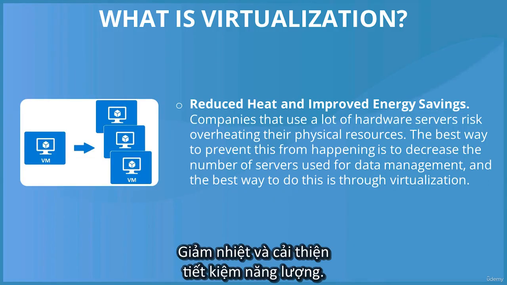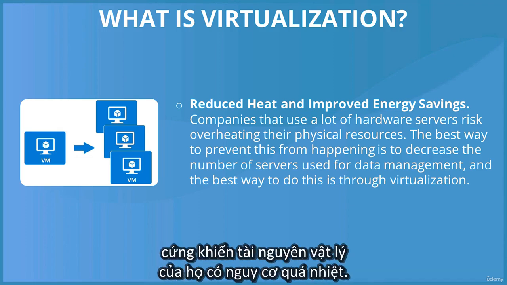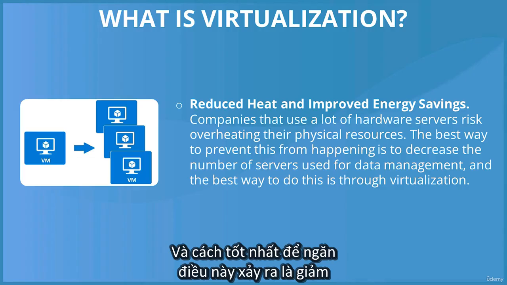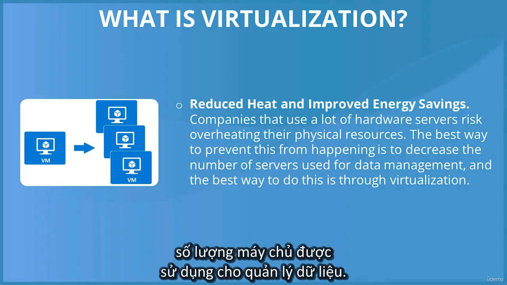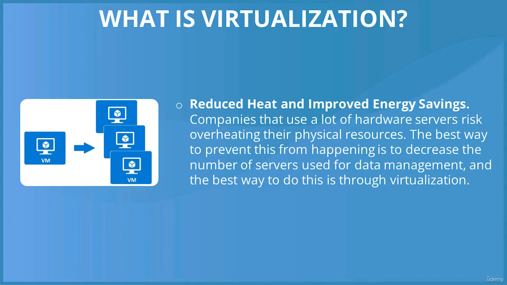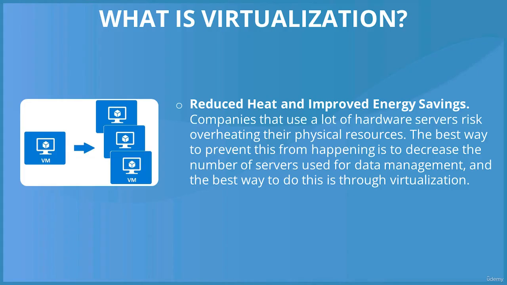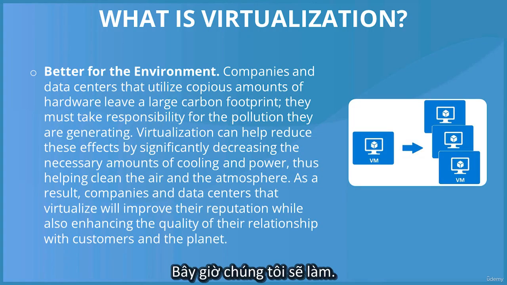Reduced heat and improved energy savings. Now, companies use a lot of hardware servers, which risks overheating their physical resources. And the best way to prevent this from happening is to decrease the number of servers used for data management. The best way to do this is through virtualization. You thought we were going to talk about air conditioning, didn't you? Now we will. It's better for the environment.